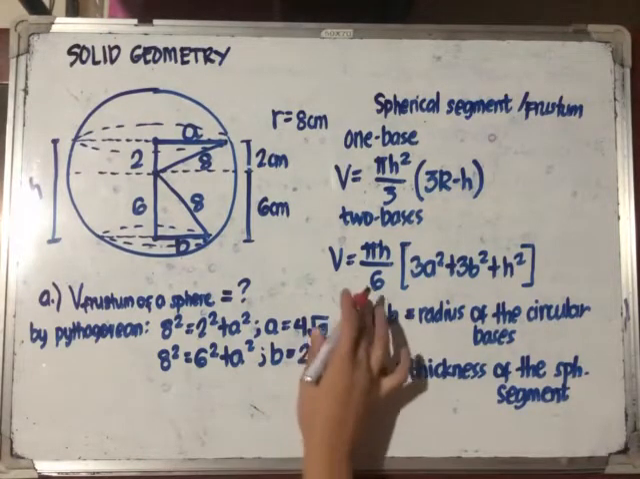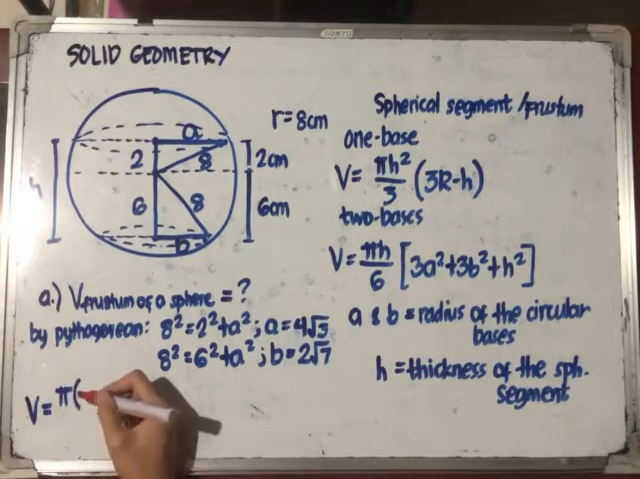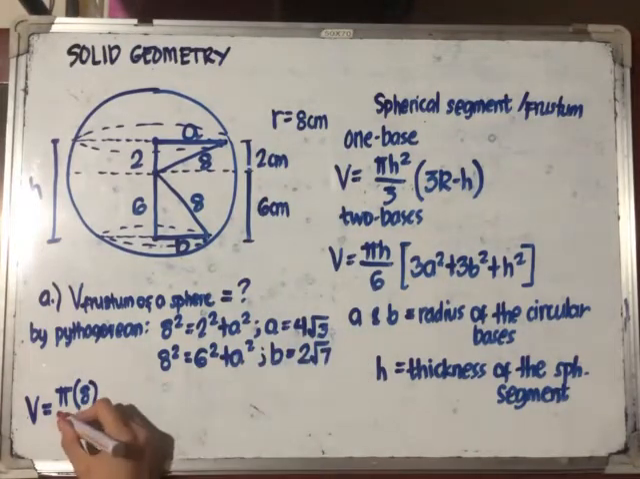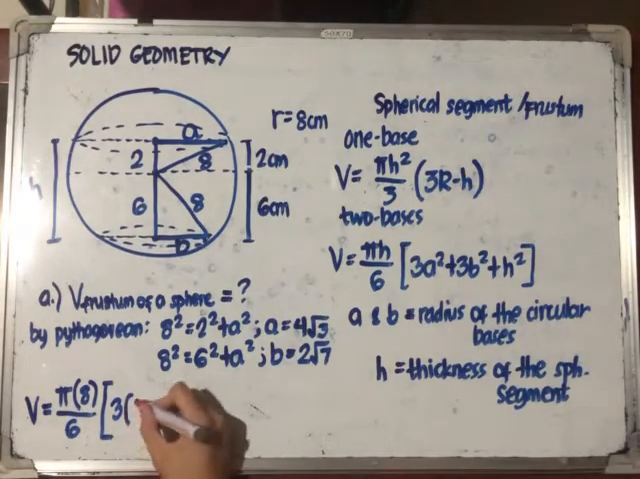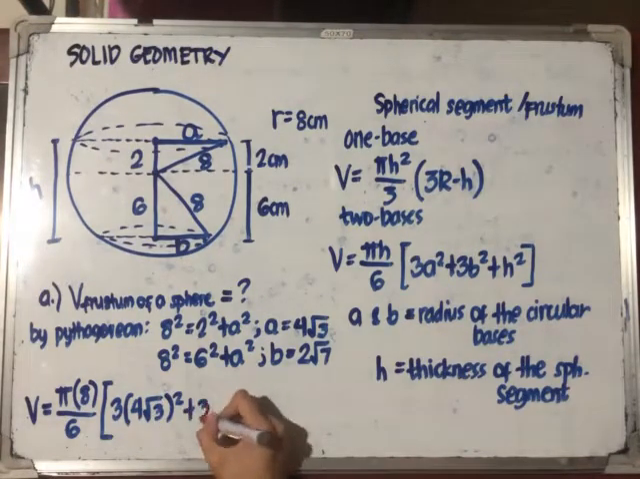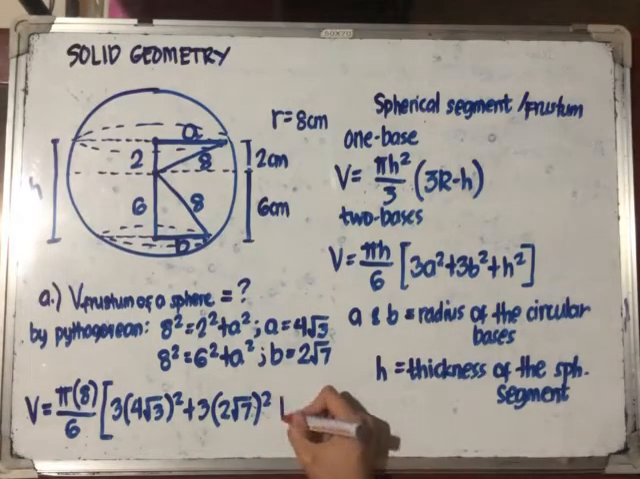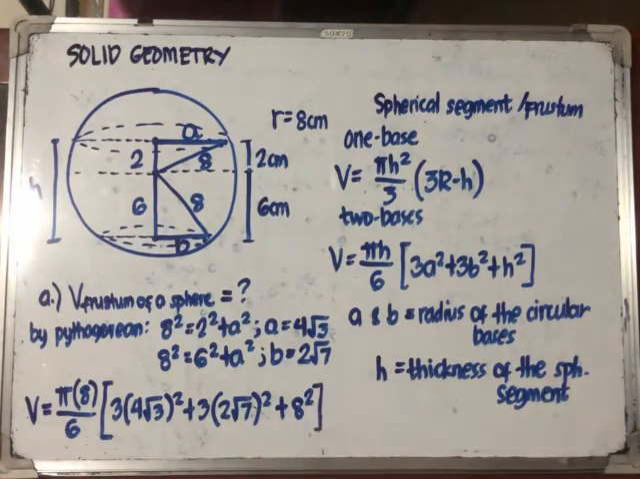Okay? Ayan. Lagay ko siya dito ngayon, guys. Okay, this would be now pi. H natin is the height, the thickness, which is 8, divided by 6 from the formula. Yan, you have 3a squared, you have 4 square root of 3 squared, plus 3, 2 square root of 7 squared, plus h. H natin again is 8 squared. Okay, let me input that sa calculator and you try inputting that to yours as well.